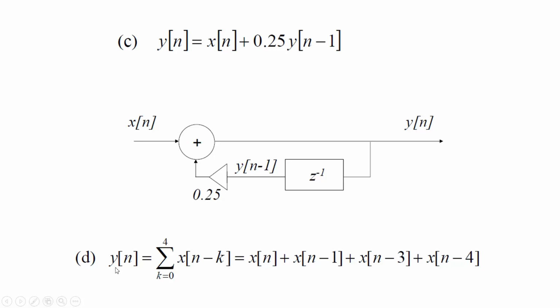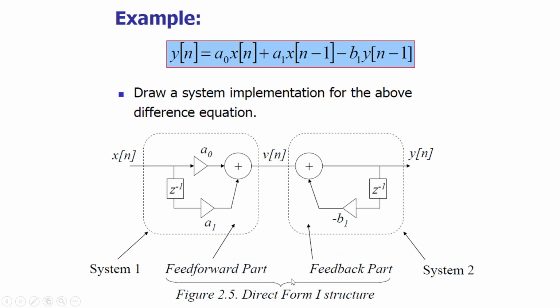Similarly, this equation, yn with a going from 0 to 4, can be represented by this equation, and we can also draw the block diagram. Now let us look at this equation. yn is equal to a0 xn plus a1 xn minus 1 minus b1 yn minus 1. So we will have to draw the system implementation for the above difference equation.